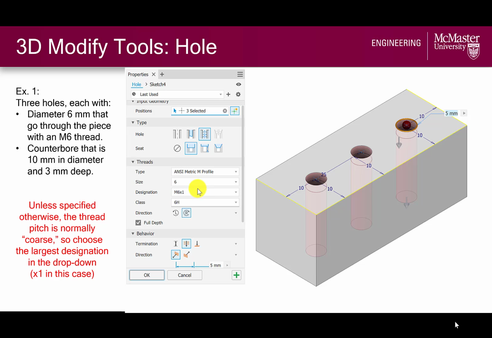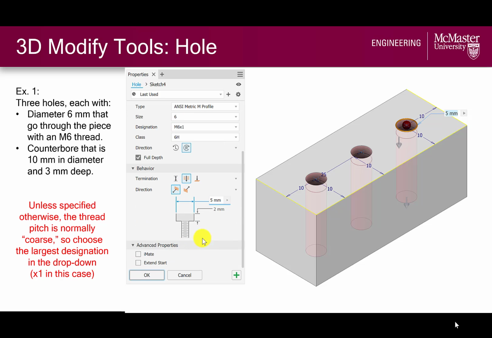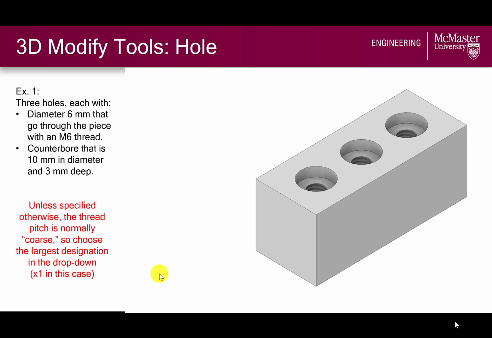Unless it is specified otherwise, we will assume coarse pitch threads for this course, where pitch refers to the distance between threads. So we will just select the largest pitch designation in the drop-down. In this course, we will just leave the class and direction as is, and since we want the threads to go the full distance of the hole, we can check off the full depth checkbox. Finally, in the behavior section, we can indicate our counterbore diameter and depth, and there we have our holes.